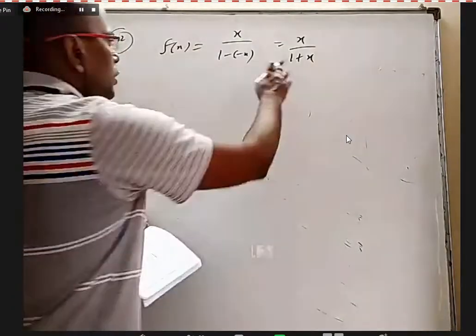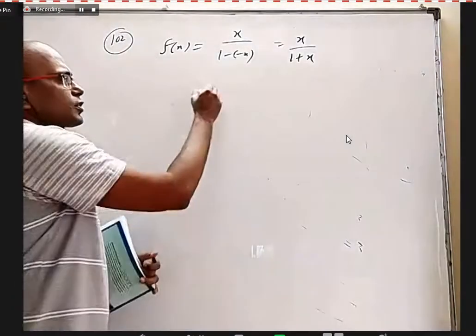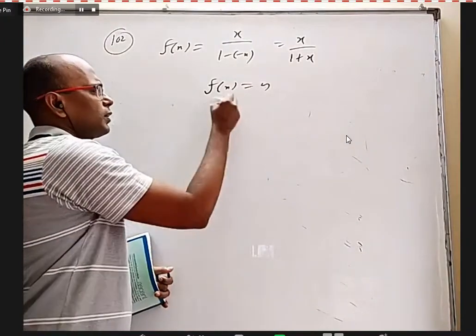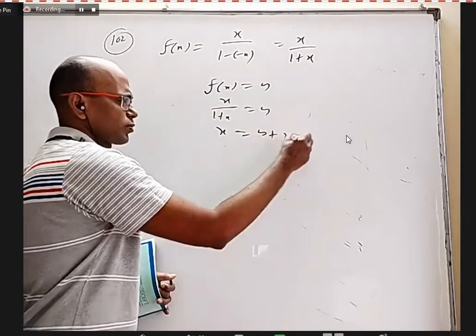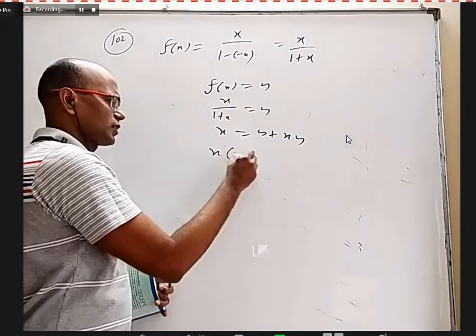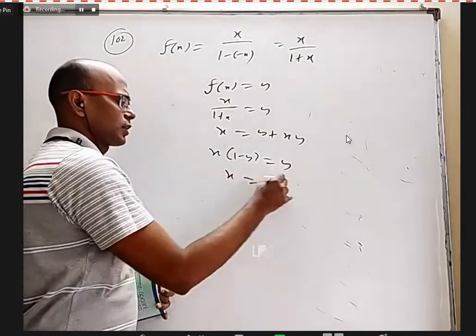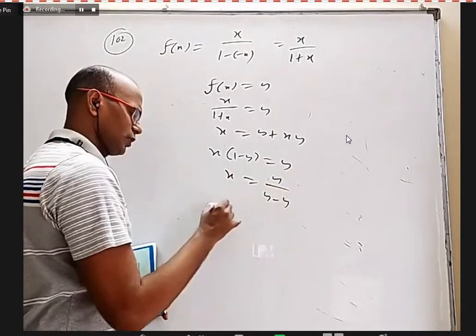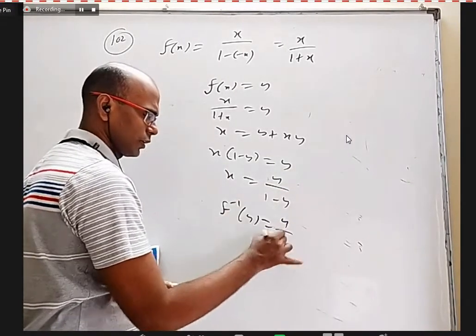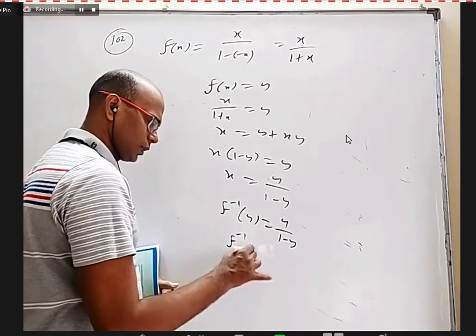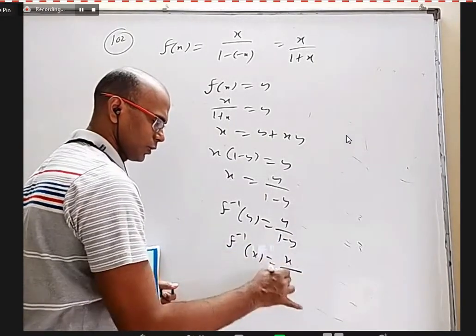Okay, now how to find inverse function? Take f of x equal to y, the standard procedure. We'll get x by 1 plus x equal to y, x is equal to y plus xy. Bring x one side, we'll get x into 1 minus y is y. x is equal to y by 1 minus y, that is f inverse y is y by 1 minus y. The same way, f inverse x is x by 1 minus x.